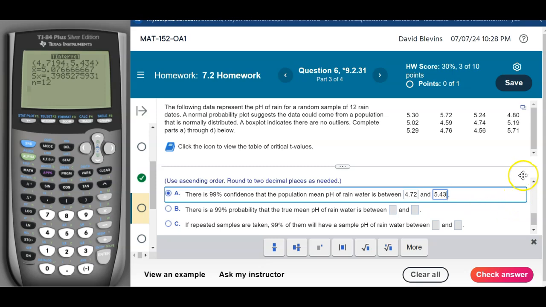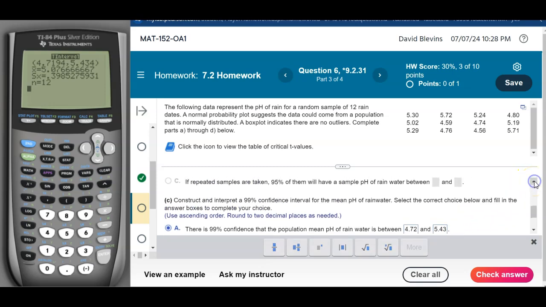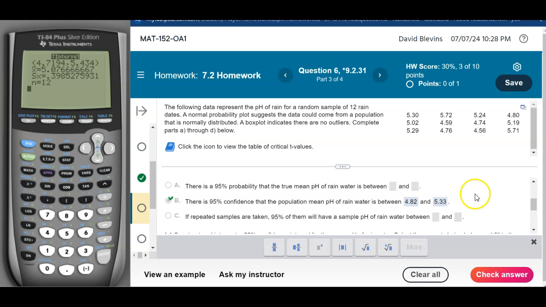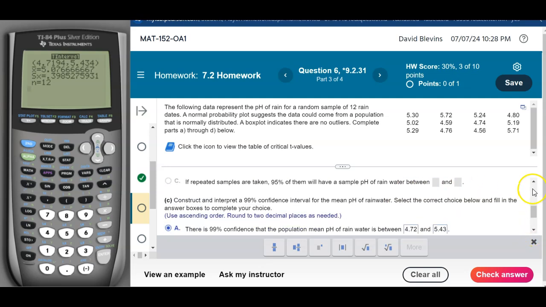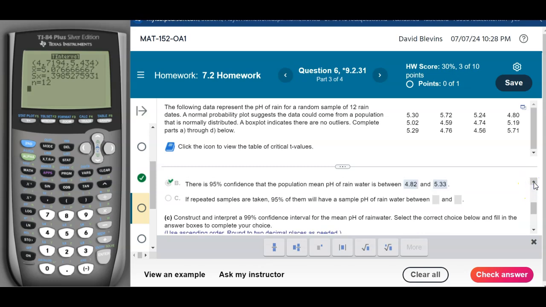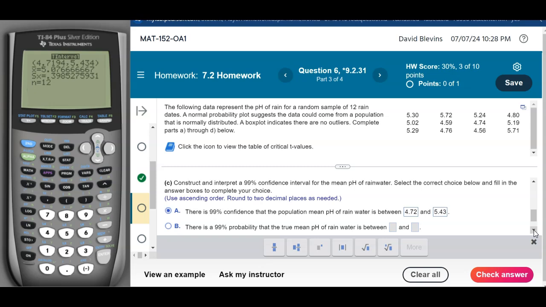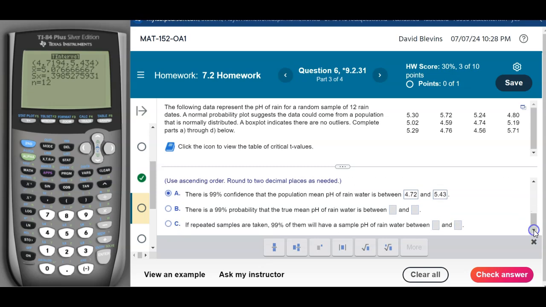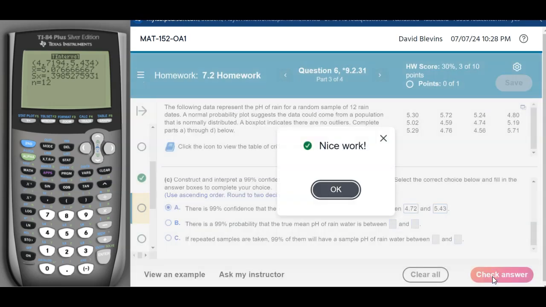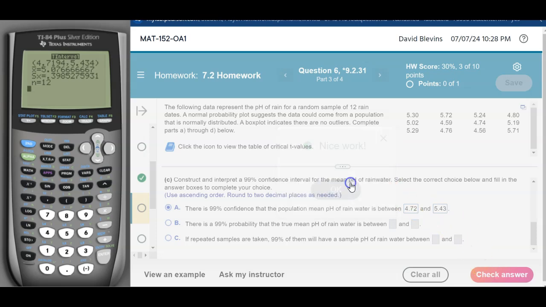What I mean by that is if you look from 95 to 99, our lower number was 4.82, now it's 4.72. It's a little bit further to the left, and our upper number, 5.33, is now 5.43. So we went further to the left and further to the right. We picked up more area in a bell curve, and that gives us more confidence. Confidence is just area in these problems.